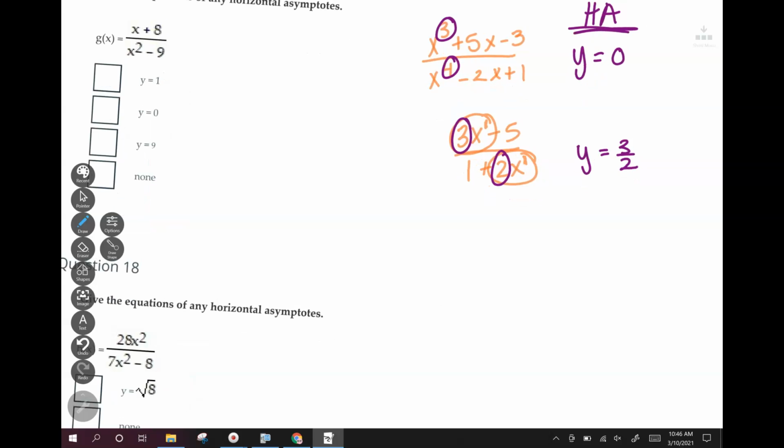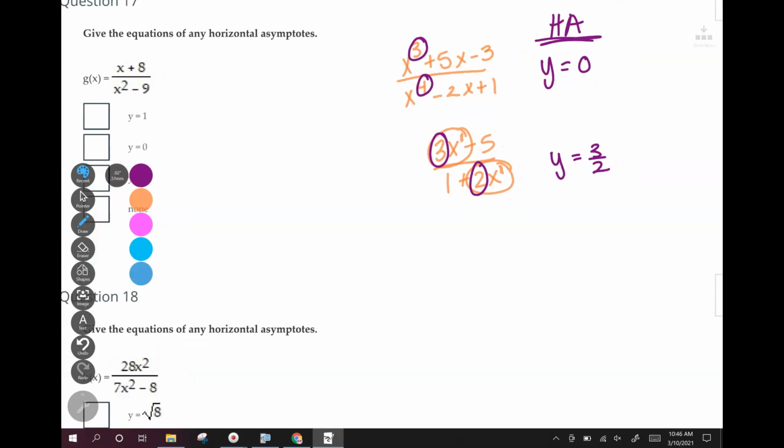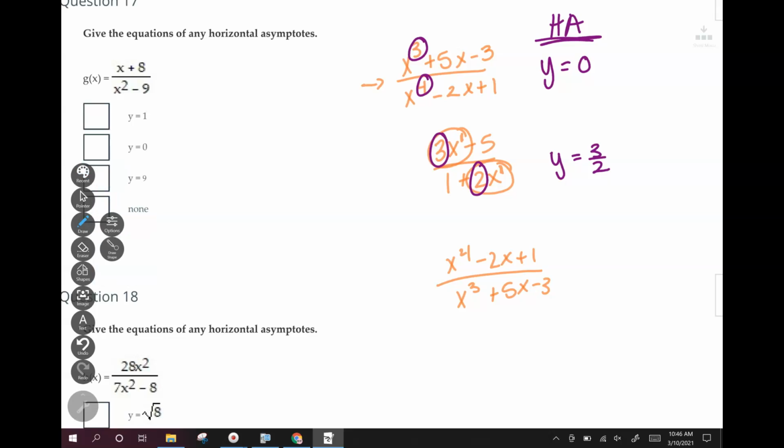is your horizontal asymptote. And then your other possibility is that the degree in the numerator is greater. So I could just take this one and flip it around. X to the 4th minus 2x plus 1, if that's in the numerator. Now I have x cubed plus 5x minus 3 in the denominator. Now I have no horizontal asymptote.